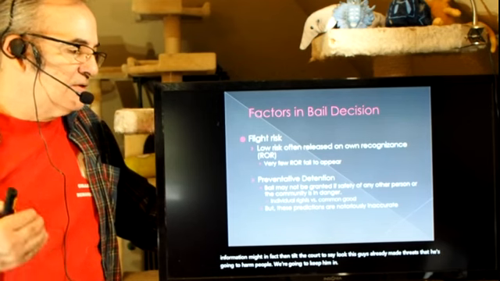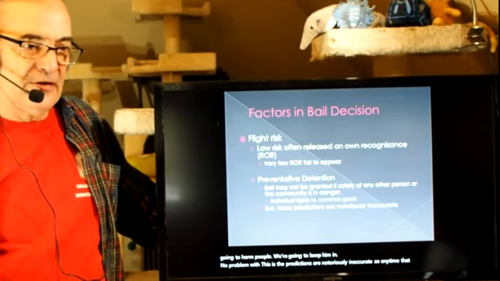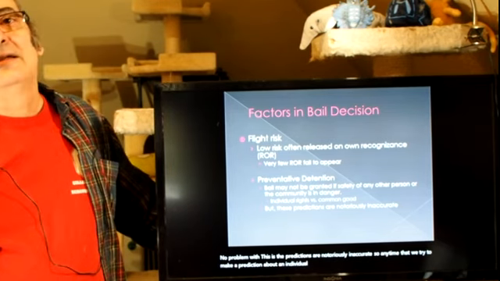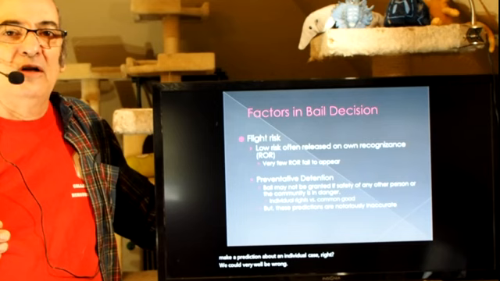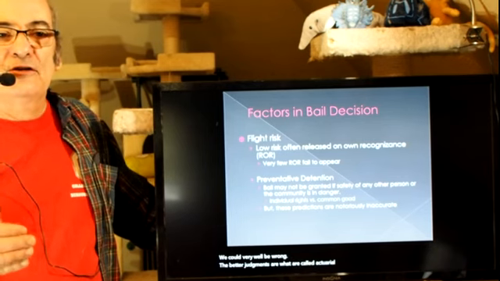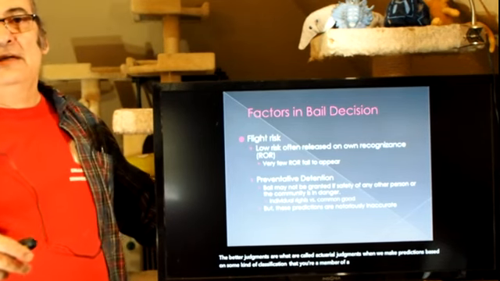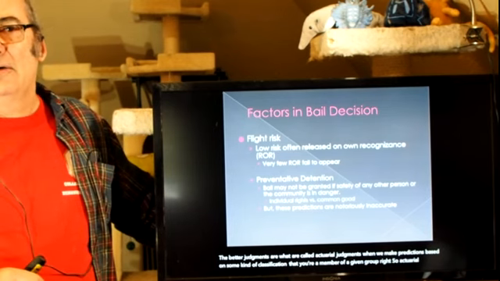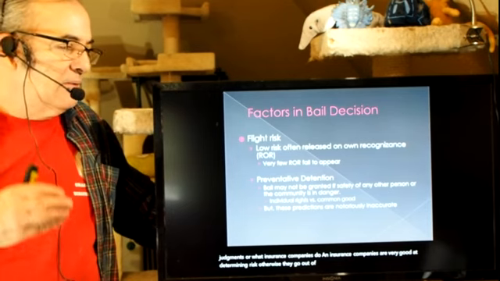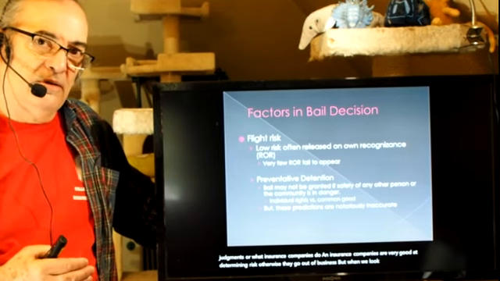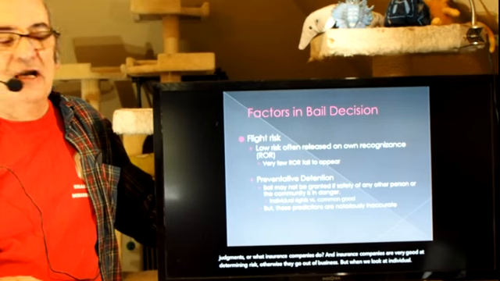Now, the problem with this is that the predictions are notoriously inaccurate. Anytime we try to make a prediction about an individual case, we could very well be wrong. The better judgments are what are called actuarial judgments, when we make predictions based on some kind of classification that you're a member of a given group. Actuarial judgments are what insurance companies do, and insurance companies are very good at determining risk, otherwise they'd go out of business. But when we look at individual probabilities, it becomes much shakier.